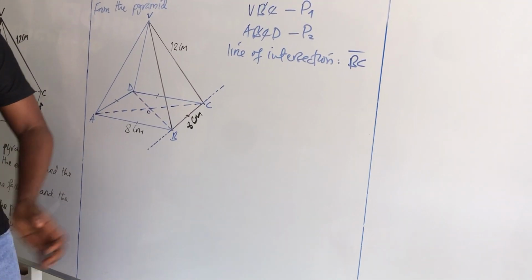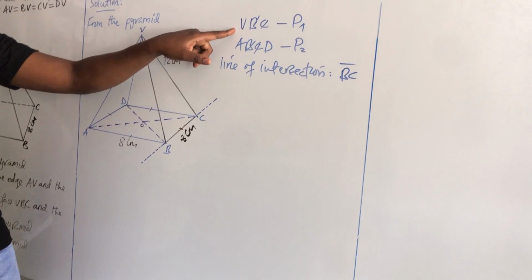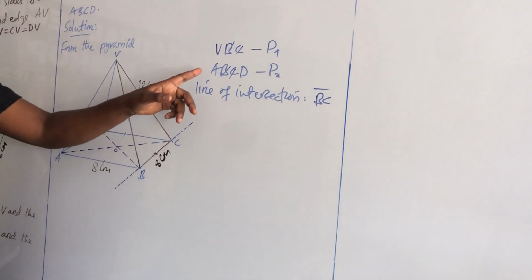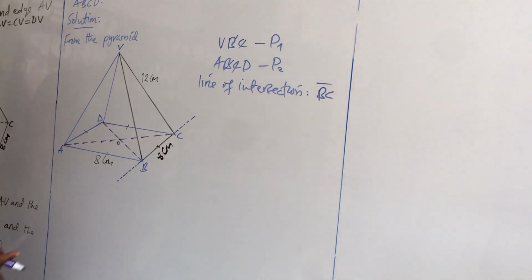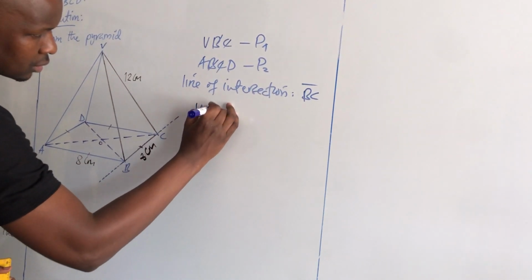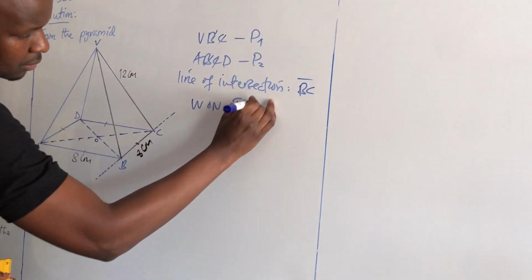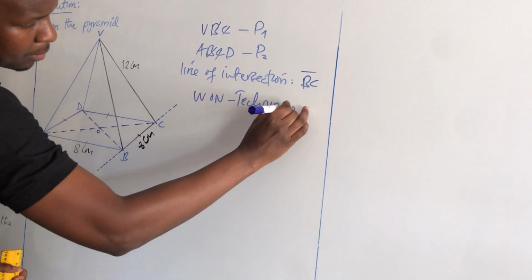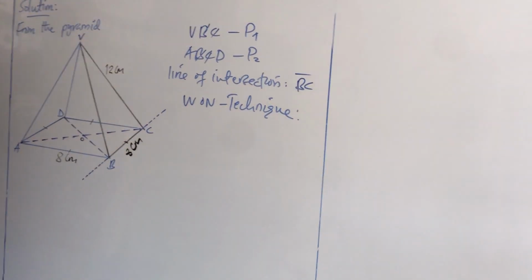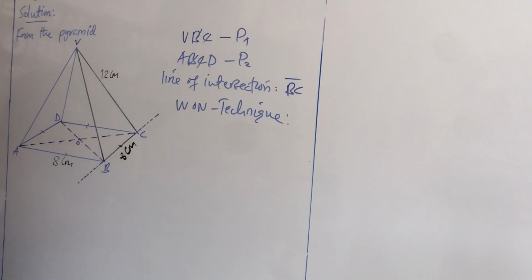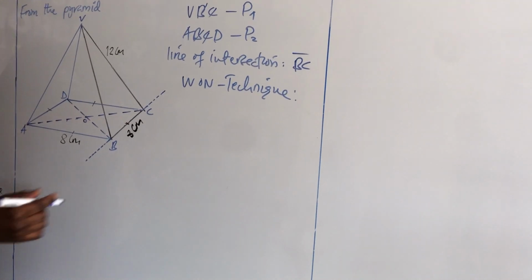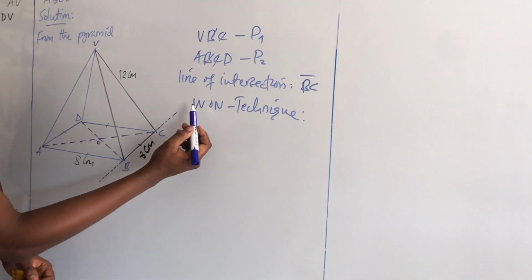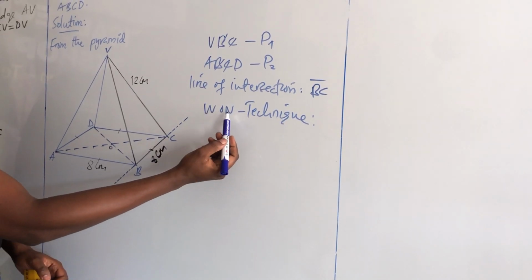Now from there, after having the line of intersection, that is BC, we go back to our planes. What do we do now? For example, in plane 1, we have the remaining point, which is V, and in plane 2, the remaining point, which is AB. So what do we do? Now we are going to use one technique. This is the technique that will help us formulate the perpendicular line from each plane.